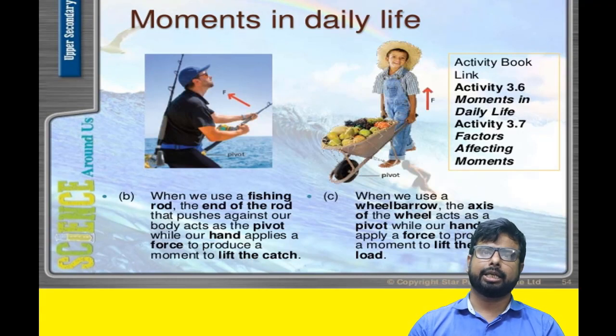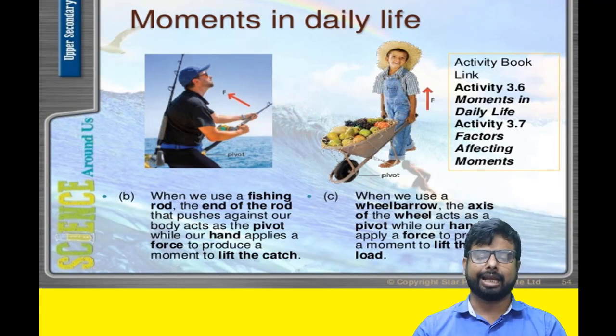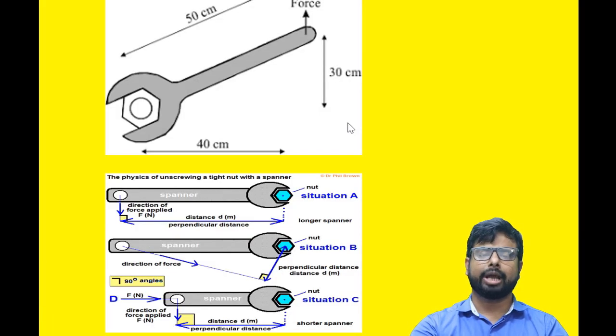Moments in daily life, example B. When we use a fishing rod, the end of the rod that pushes against our body acts as the pivot, while the other hand applies a force to produce a moment to lift the catch. Example C. When we use a wheelbarrow, the axis of the wheel acts as a pivot, while our hands apply a force to produce a moment to lift the load. Look at the diagram here.